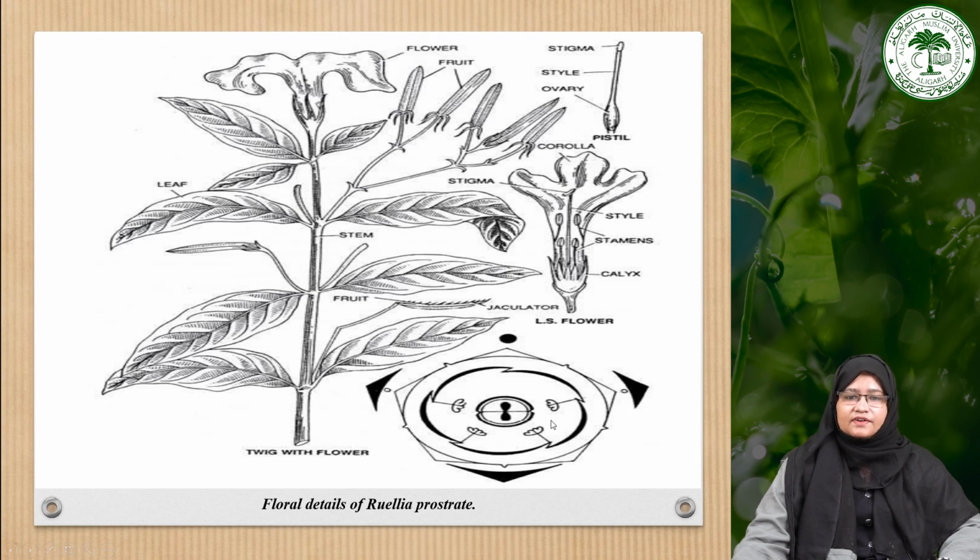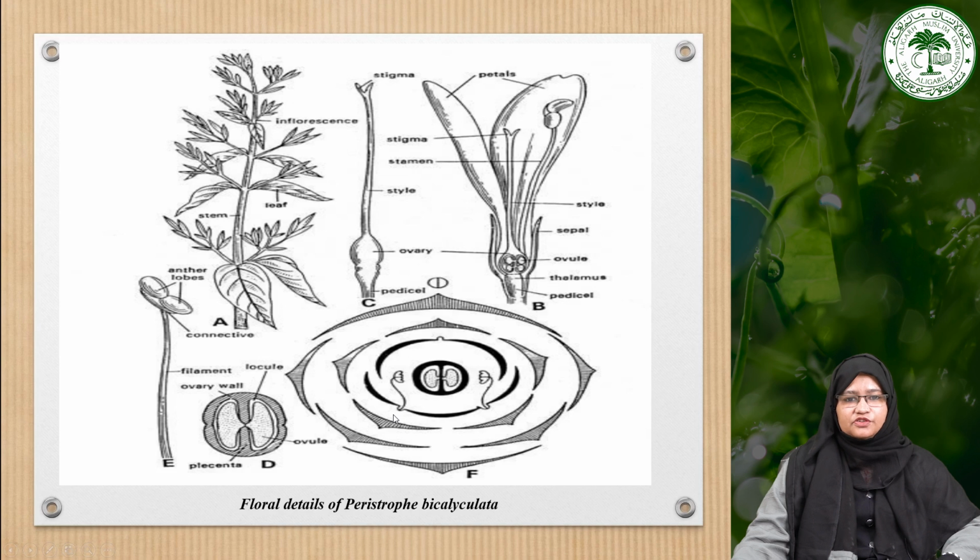and the corolla has a twisted estivation, and there is a presence of 4 stamens. These black structures represent the bract and bracteoles, which are quite showy in this particular family. So you can see these characteristics present in this family. Acanthaceae is shown in this flower structure of Ruellia prostrata.